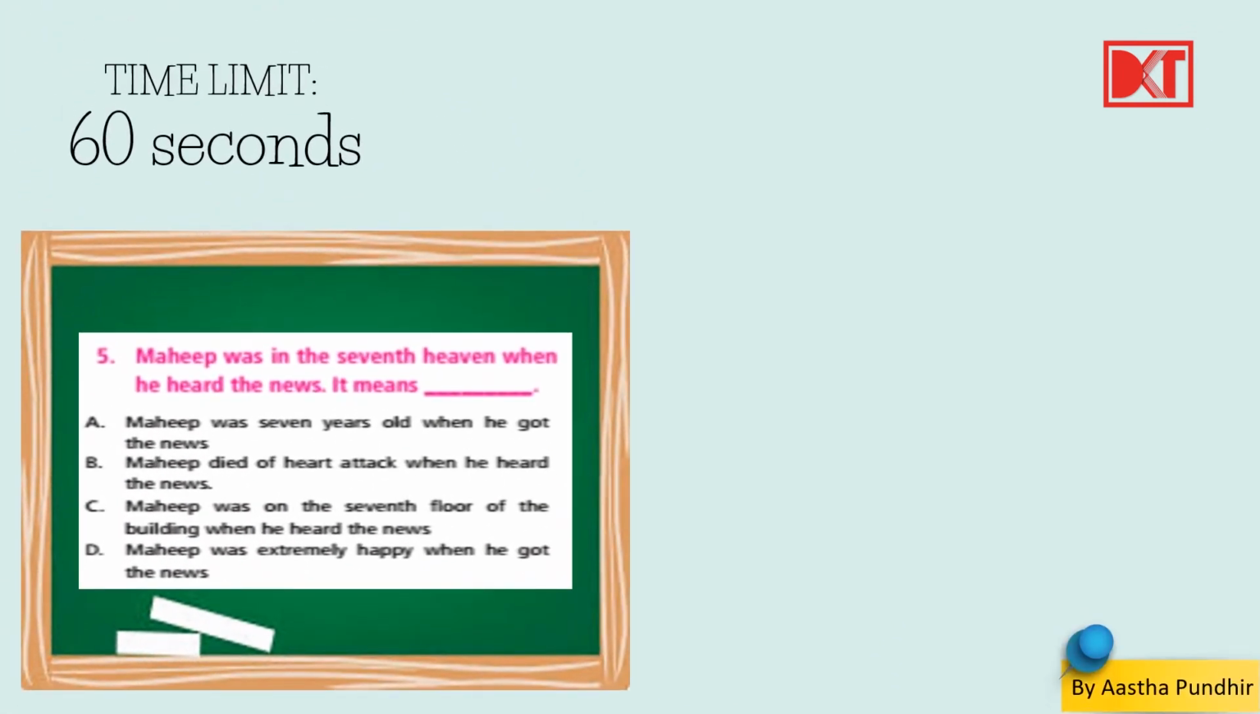Okay, next up we have, Maheep was in the seventh heaven when he heard the news. It means A, Maheep was 7 years old when he got the news. Or B, Maheep died of heart attack when he heard the news. Or C, Maheep was on the seventh floor of the building when he heard the news. Or D, Maheep was extremely happy when he got the news. Being in the seventh heaven means being really happy, being joyous. So D, Maheep was extremely happy when he got the news, all right?